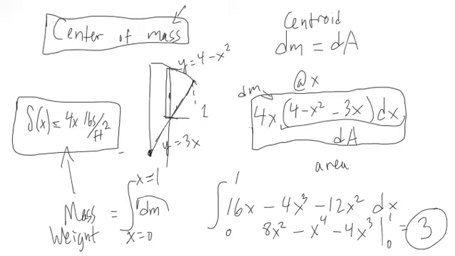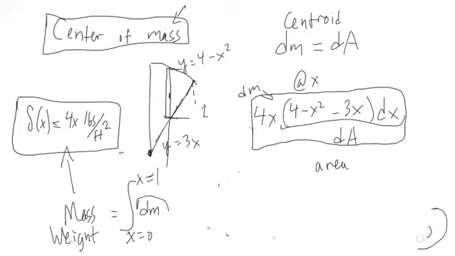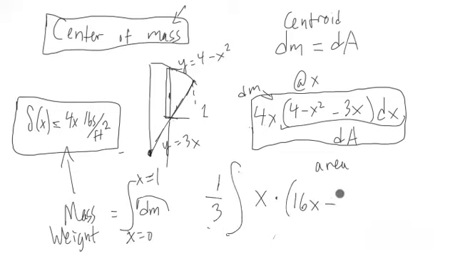So in our integration now, we're going to use this 3 and take the reciprocal of it. So I have 1 over 3. Then take the integral of, now we're finding the average value of x with respect to this dm, or this m variable. So we multiply that through again. So we had 16x minus 4x cubed, and then minus 12x squared dx. Okay, and we're going from 0 to 1.